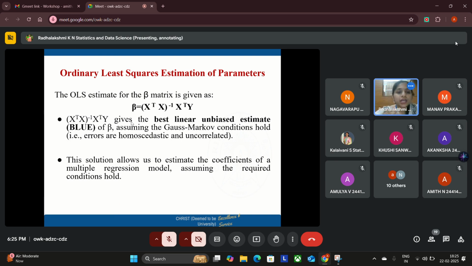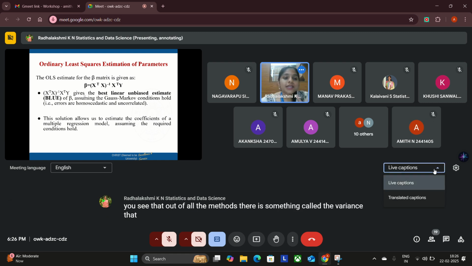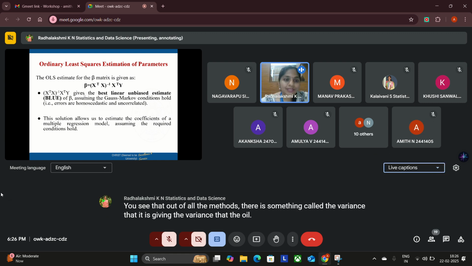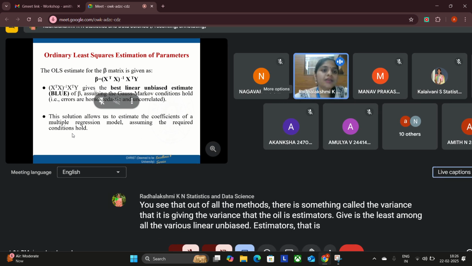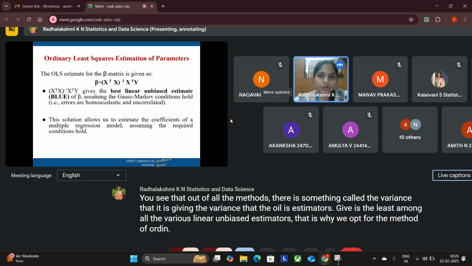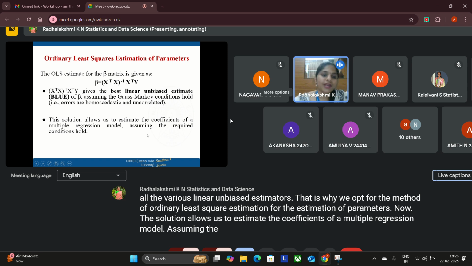You can also look in literature, we have other methods. For example, maximum likelihood estimation. It is also a way wherein we can estimate the beta parameters. But you see that out of all the methods, there is something called the variance. The variance that the OLS estimators give is the least among all the various linear unbiased estimators. That is why we opt for the method of ordinary least square estimation for the estimation of parameters. Now, this solution allows us to estimate the coefficients of a multiple regression model, assuming the required conditions hold.